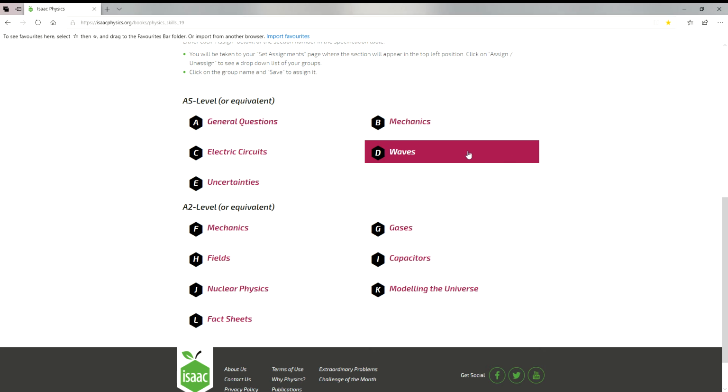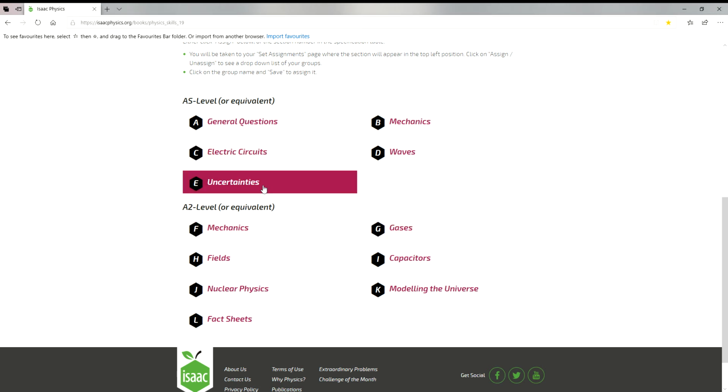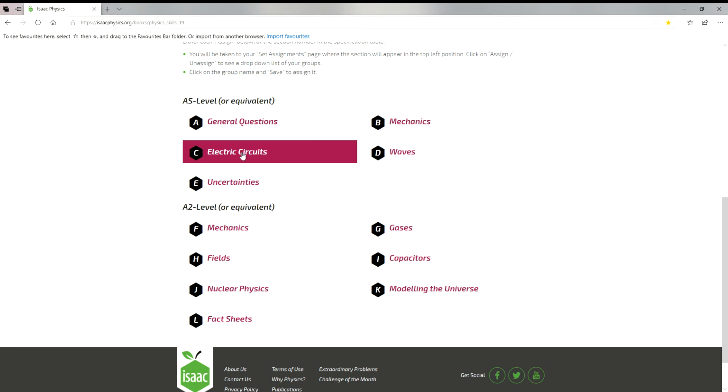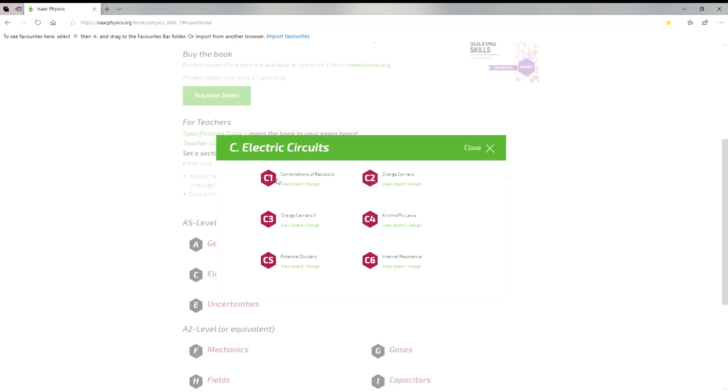So if, for example, we start off with electric circuits in year 12, you'll be doing electric circuits with one teacher and you'll be doing mechanics with another. So let's say we're doing electric circuits and you want to get ahead of the game because you think, actually, I was pretty strong at electric circuits at GCSE. Let's have a look at what's in front of me. So I click on that and it gives us C1 to C6.